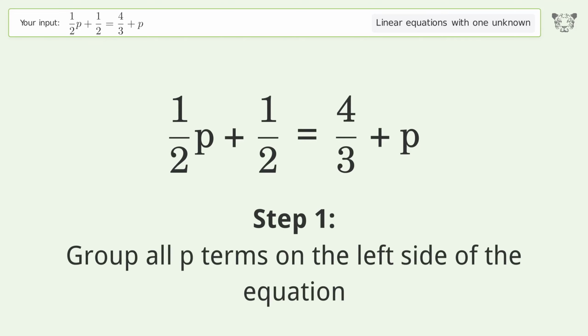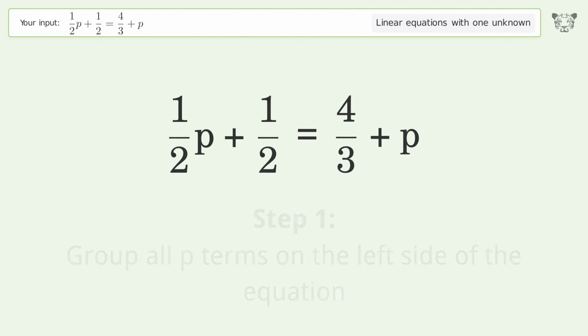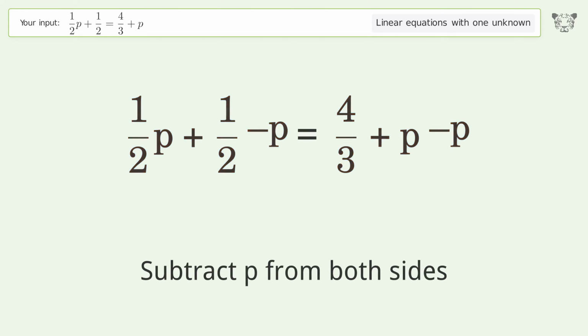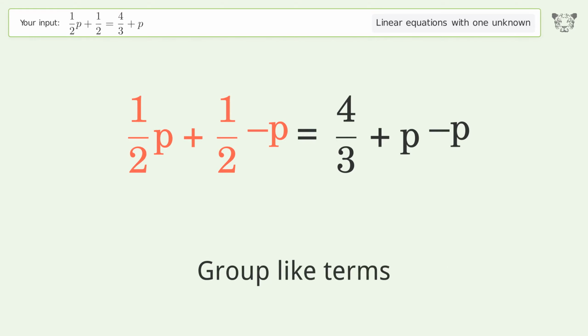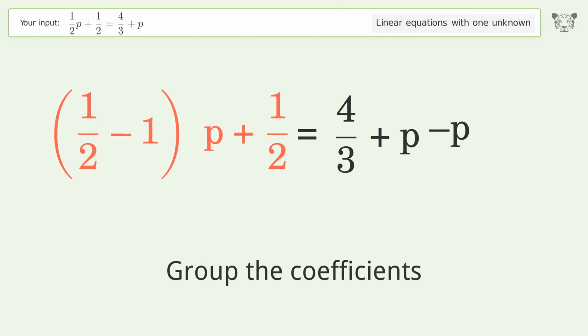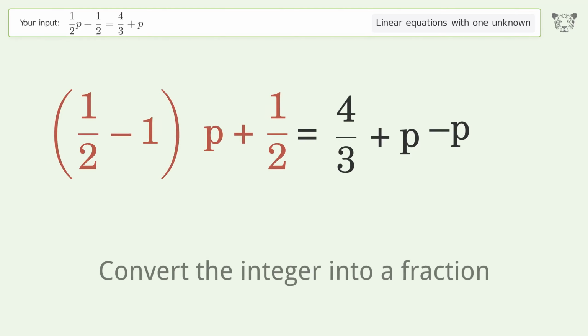Group all p terms on the left side of the equation. Subtract p from both sides. Group like terms. Group the coefficients. Convert the integer into a fraction.